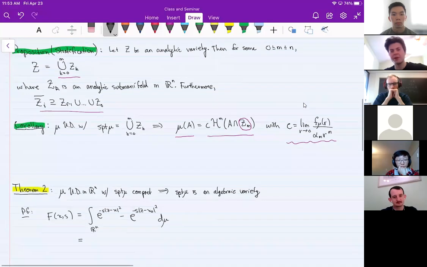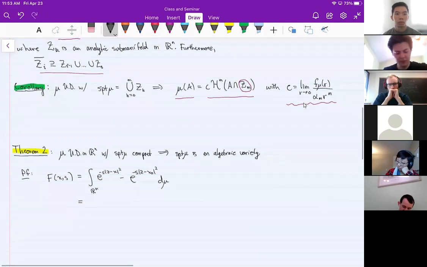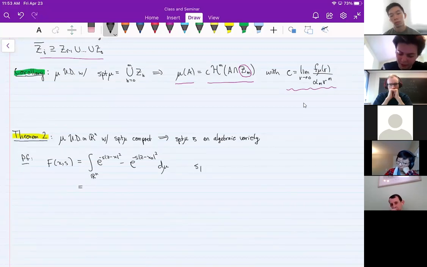And so with that, we can look at a nice special case in this theorem 2. If we restrict to mu having compact support, we can actually prove that the support of mu is not only an analytic variety, but an algebraic variety. If we look at this proof, again I'm writing down my function f here. It's the difference of these integrals. Remember, I'm assuming here that the support of mu is compact.